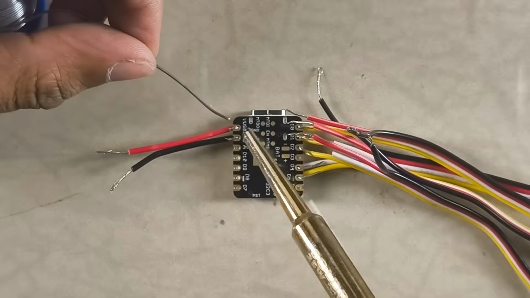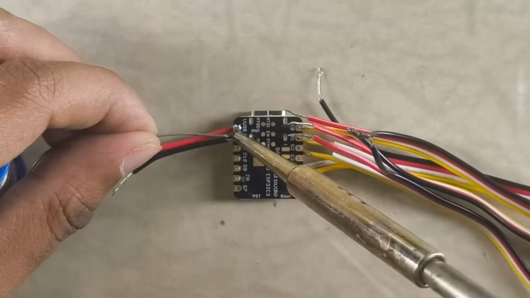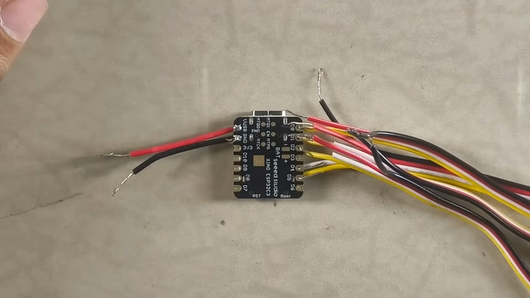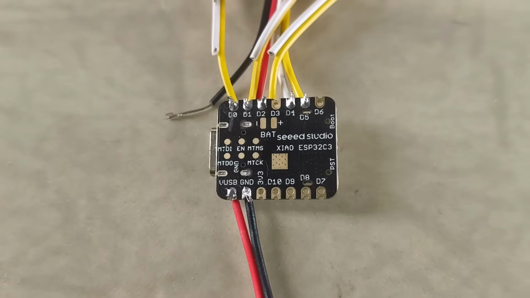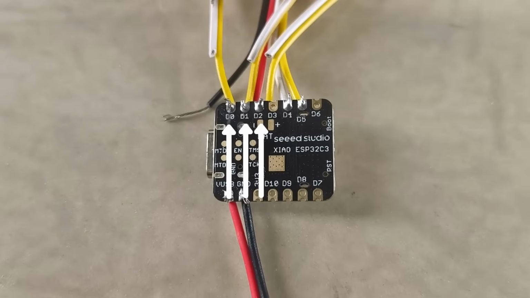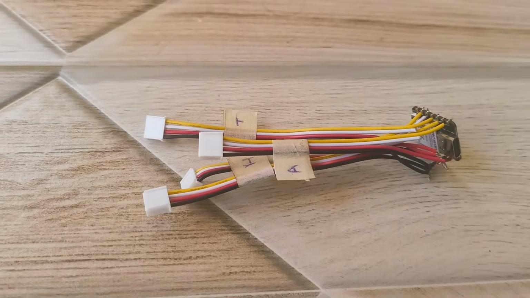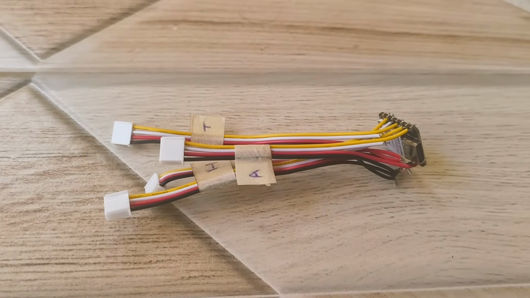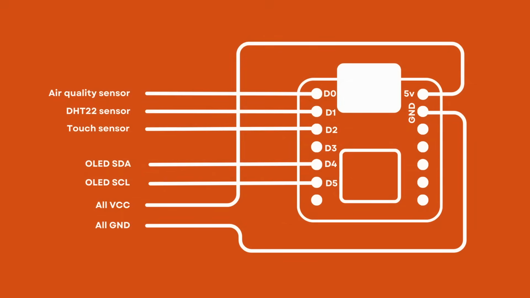Let's start by soldering bare red and black wires to the VUSB and GND pins on the microcontroller. Next, we'll grab the yellow wires from those three connectors where we removed the white wire and solder them to D0, D1 and D2. Then for the OLED connector, we'll solder its white wire to D4 and its yellow wire to D5. Finally, we're going to connect all the red wires together and all the black wires together. If you're feeling a bit lost, take a look at this circuit diagram while soldering.